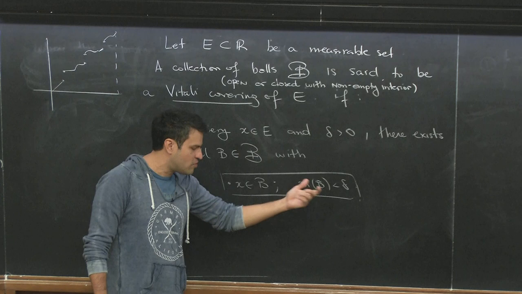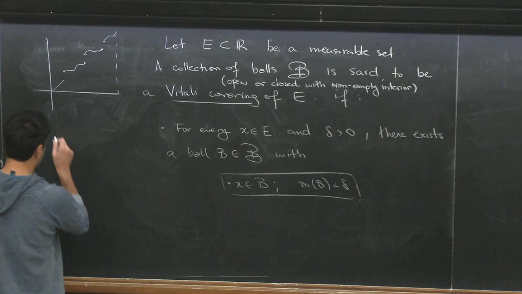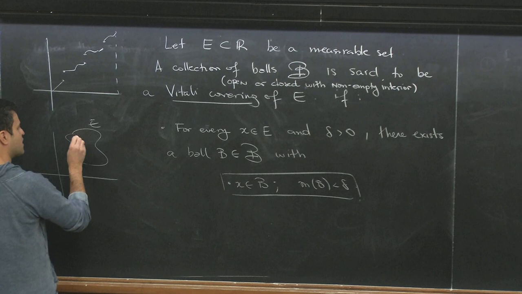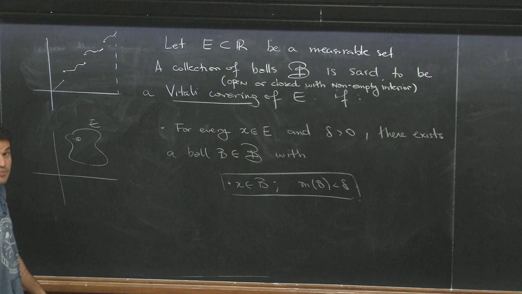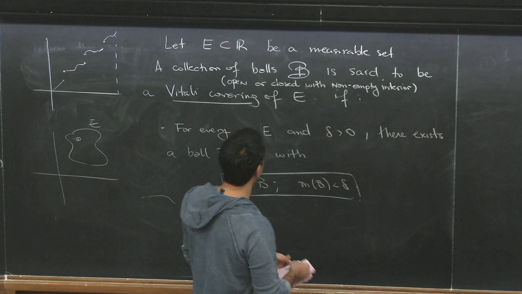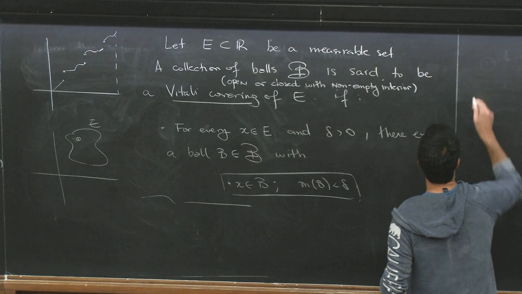Okay? So you can imagine a set E, and lots of balls here; for every point and every delta, there will be a ball in your collection, very small, that covers that point. We will see how this is going to help us. Well, we actually want to show this lemma.